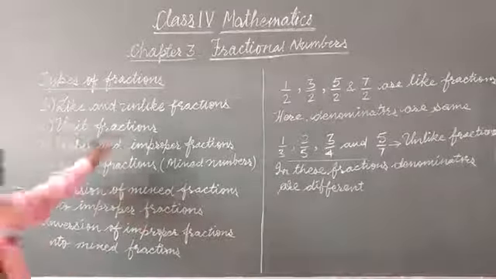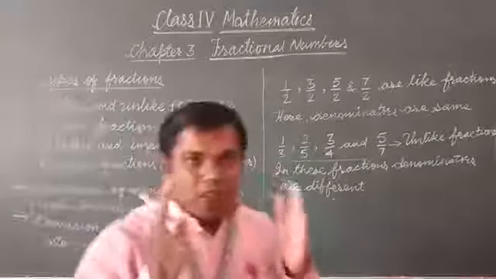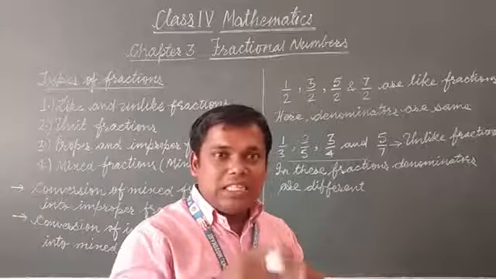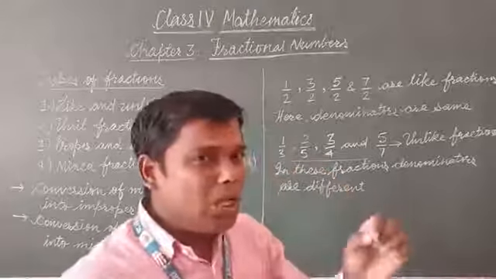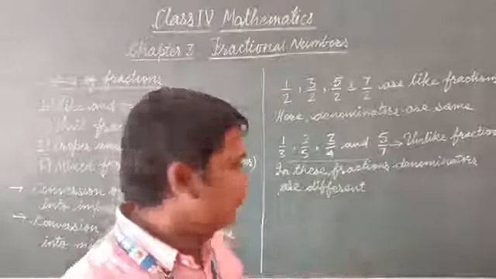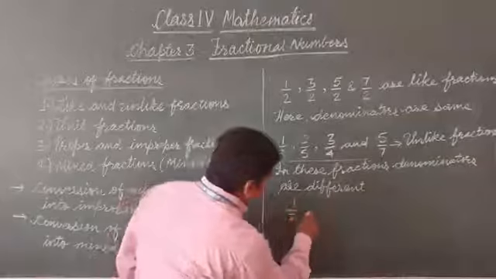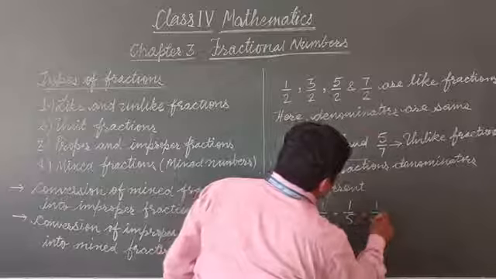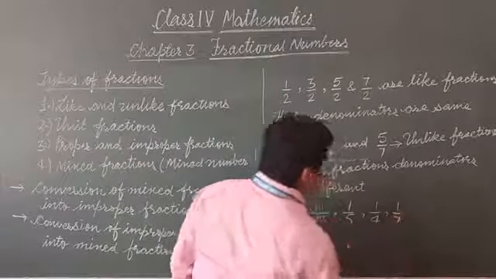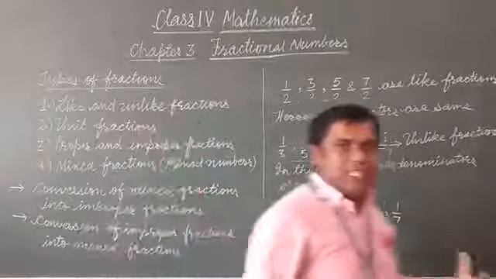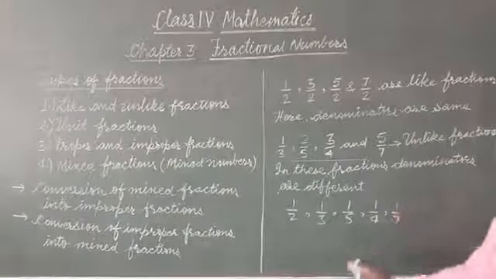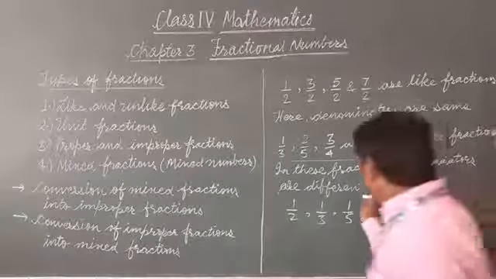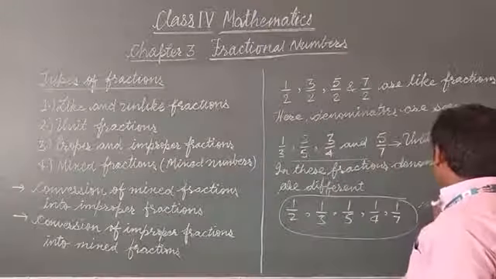The next is unit fraction. If a number of fractions are given to you and in the given fractions all the numerators are 1, for example 1/2, 1/3, 1/5, 1/7, etc., what are you observing here? All the fractions have numerator 1. So these fractions are called unit fractions.